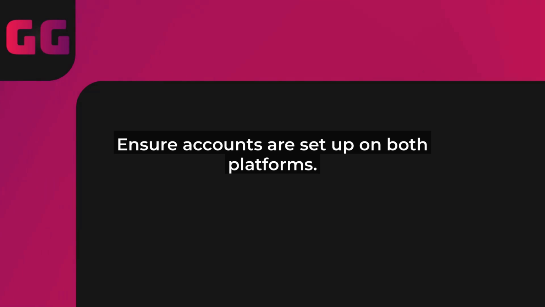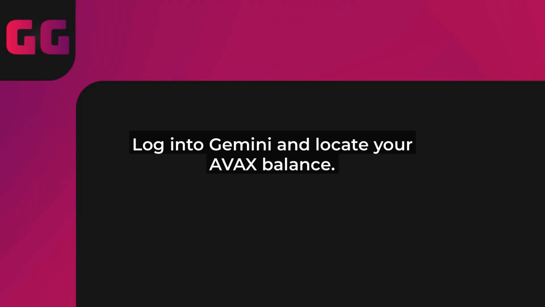First things first, make sure you have accounts set up on both Gemini and KuCoin. If you don't, head over to their websites, sign up, and complete any verification processes. It's crucial for security. Once that's done, log into your Gemini account. Navigate to the Wallet or Assets section and find your Avalanche AVAX balance.